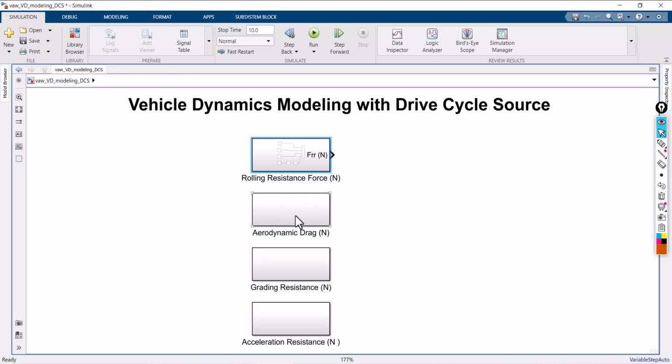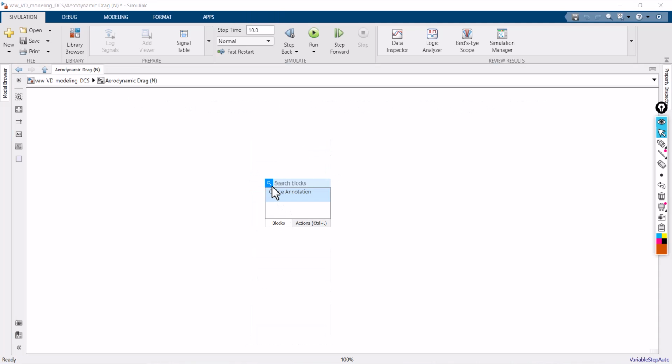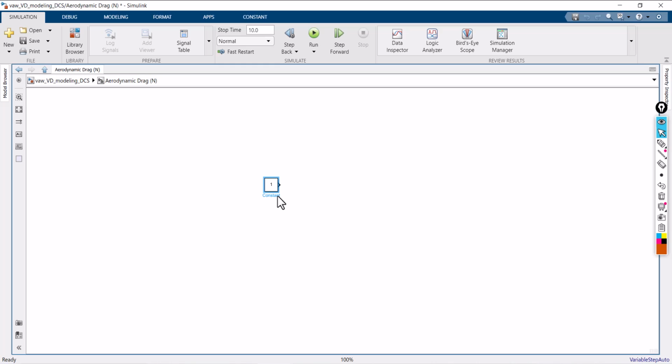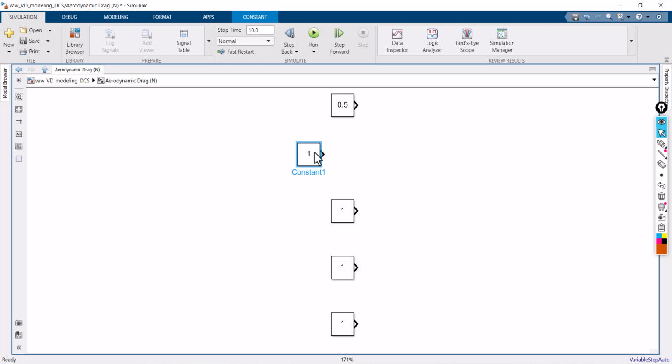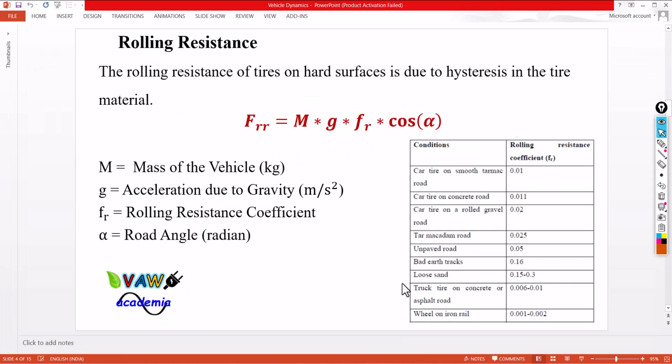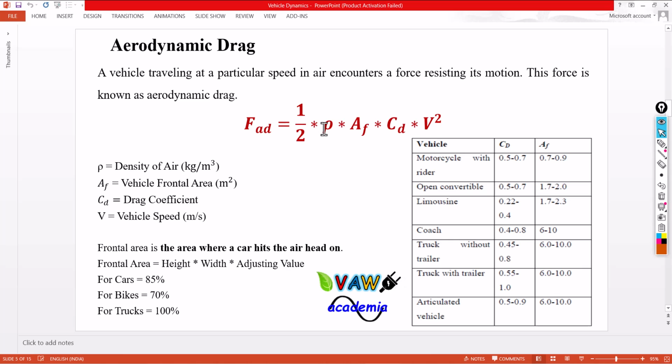Similarly, you can do the remaining three. This is actually 0.5, it is 1 by 2. You can take this second equation as a reference: half into rho into AF into CD into V square. So in my first simulation, I'm going to use the velocity as a constant.